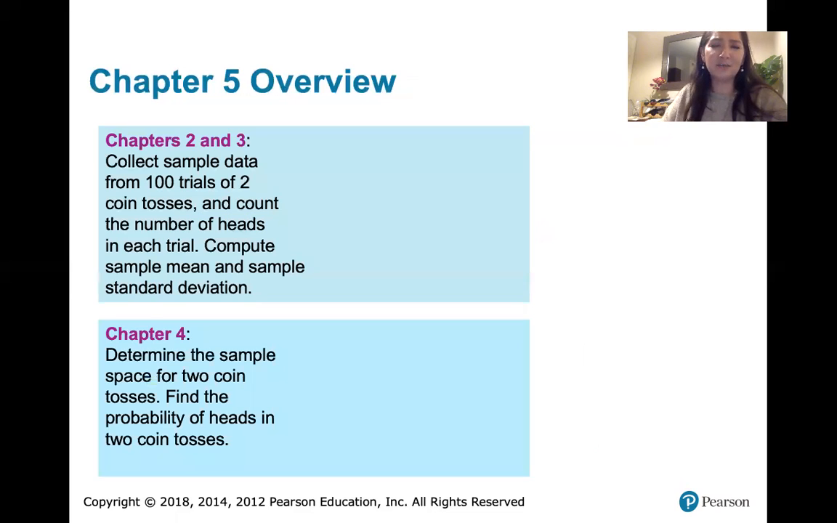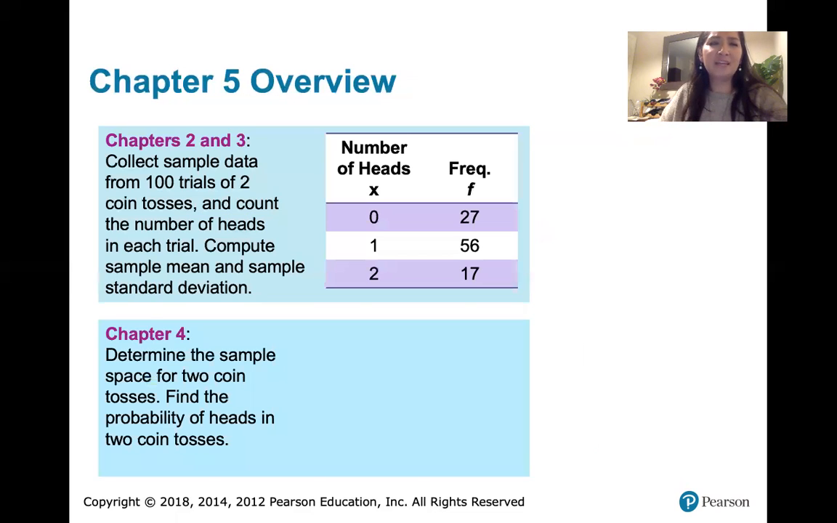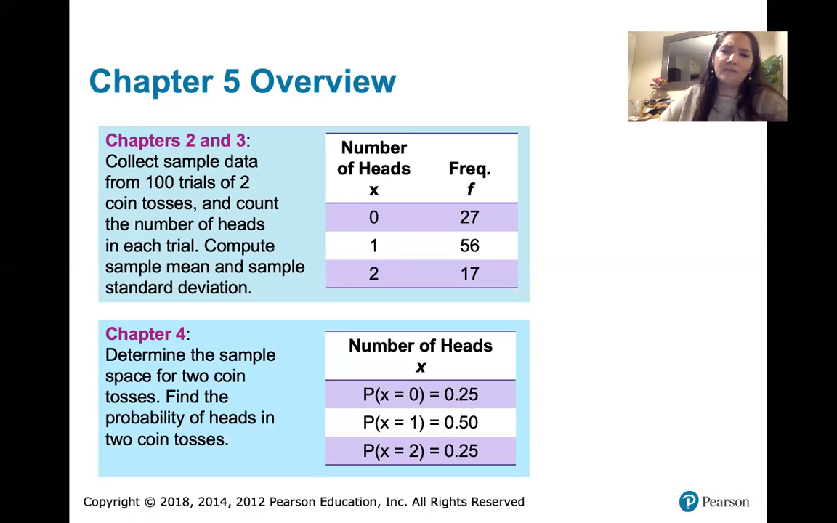So this slide is just a visual of what we talked about on the last slide. Let's say you had 100 trials, and in 27 of those trials, you got 0 heads when you tossed the coin twice. And in 56 of those trials, you got 1 head, and in 17 of those trials, you got 2 heads. You could use this to calculate a sample mean, and you could use that to calculate a sample standard deviation. Or we could find the probability of getting 0 heads or 1 head or 2 heads using that classical approach that we talked about in Chapter 4.